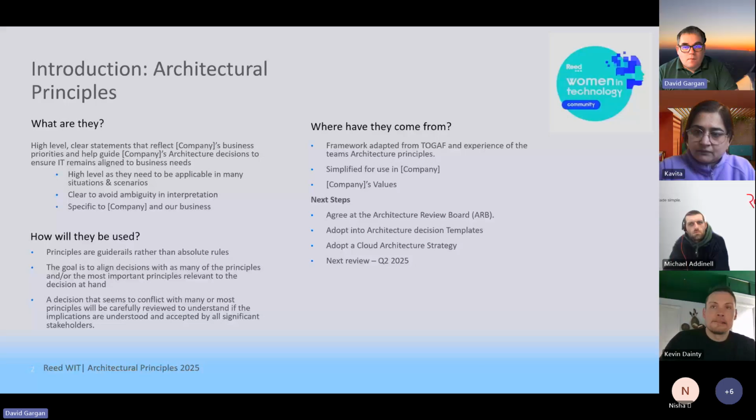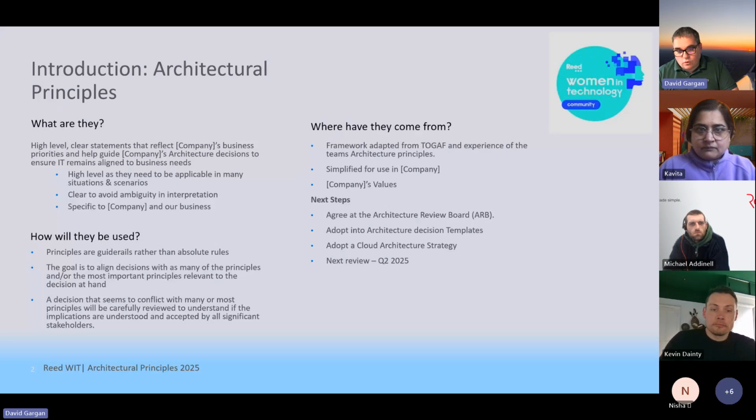So from the simplified piece of it, if you have company values in a larger enterprise, then you can adapt your architecture principles around those company values. Or if you just want to go with TOGAF, they lay it out for you and help you on this.